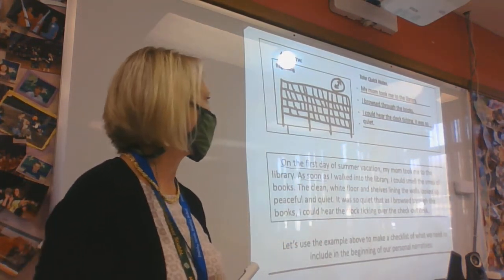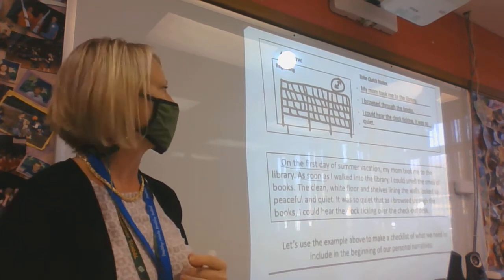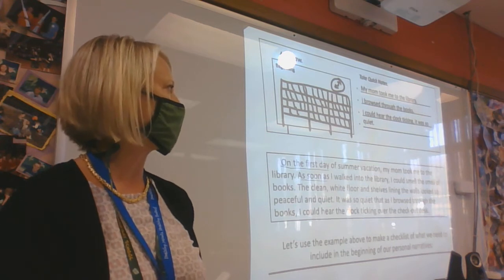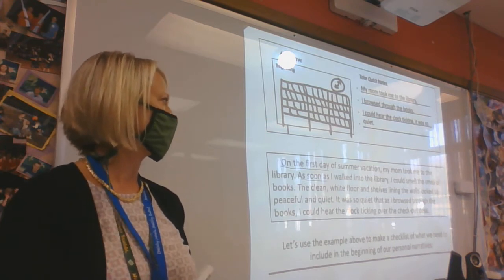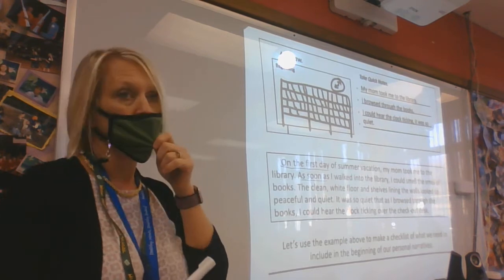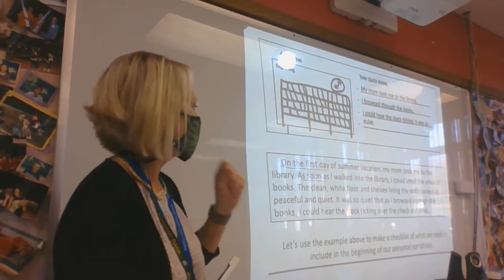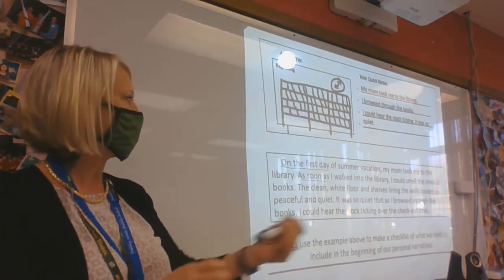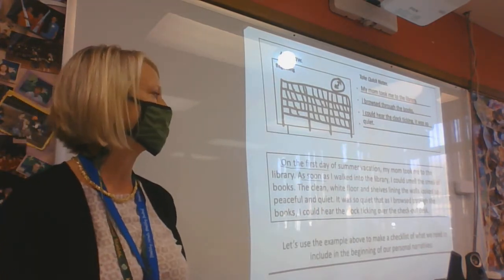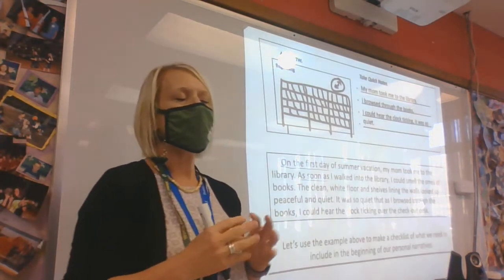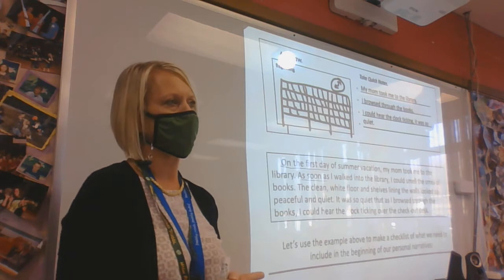As soon as I walked into the library, I could smell the smell of books. The clean white floor and shelves lining the walls looked so peaceful and quiet. It was so quiet that as I browsed through the books, I could hear the clock ticking over the checkout desk. Now, we have to describe the setting.